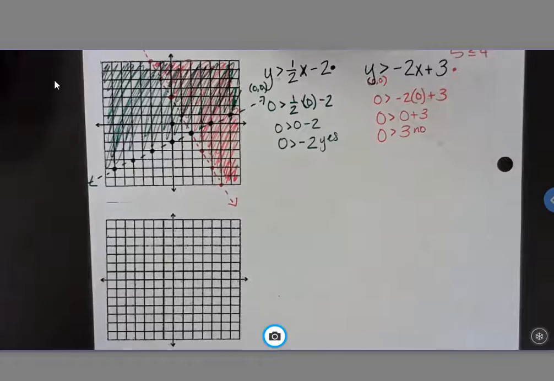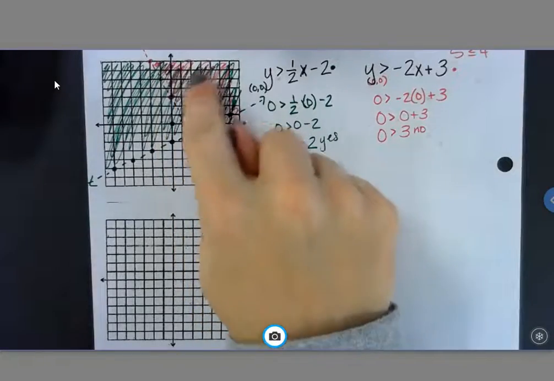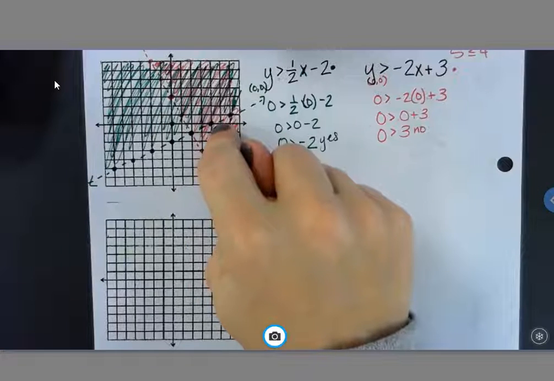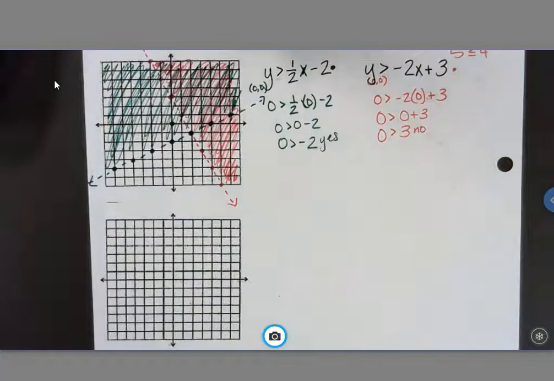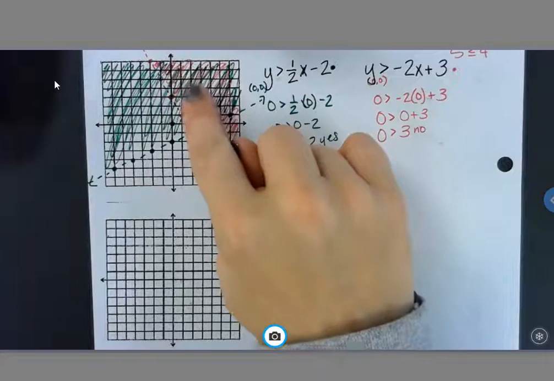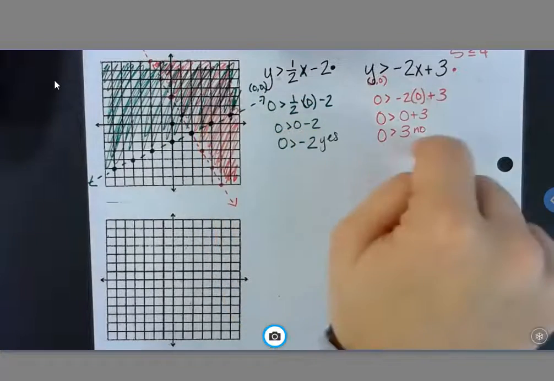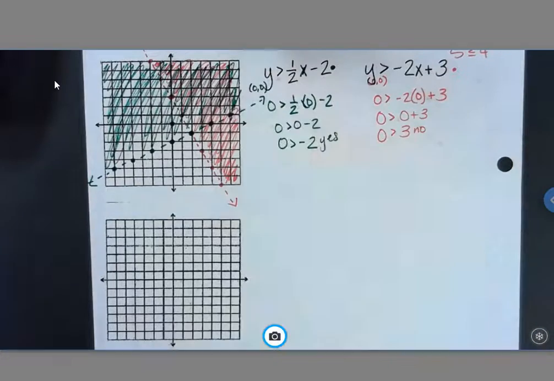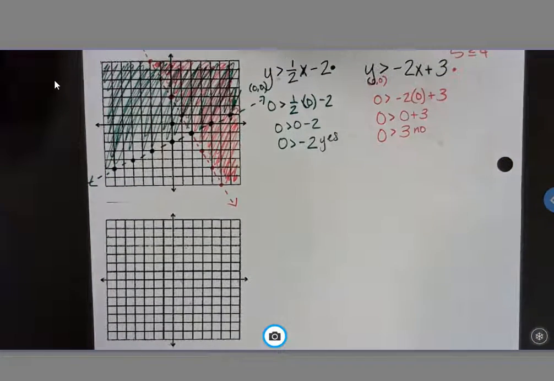So what you should see is what I call a double shaded region. You should have a region on your graph where you have both of your colors shaded. What that indicates is that every point within this area would be a solution to this system. It'll work in both inequality statements.